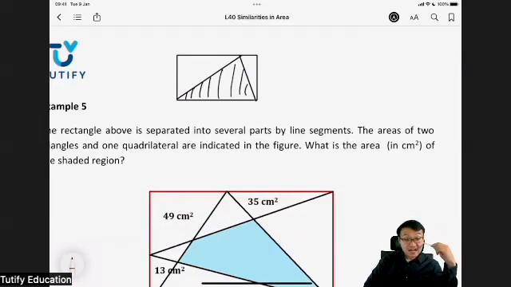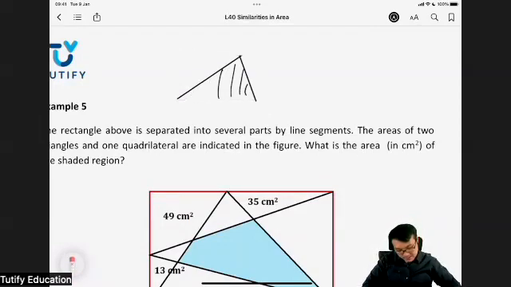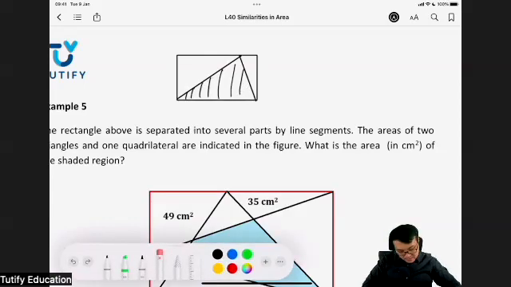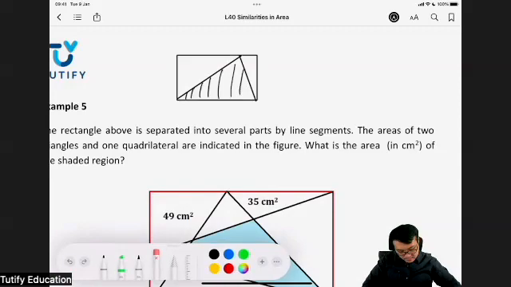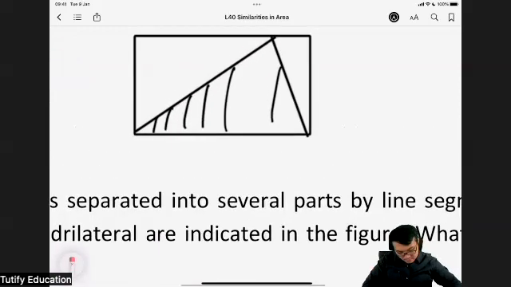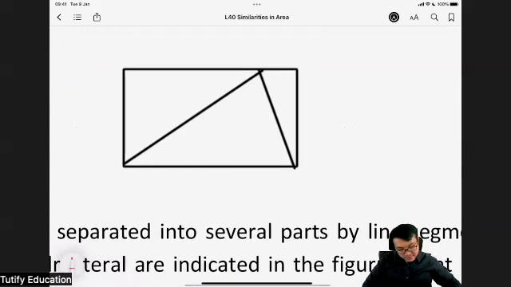Half. Half. Oh, very good. How do you know it's half? Okay, let's prove it. Let's draw some lines and prove it, okay? Now, how do I know it's half? We draw a line here.